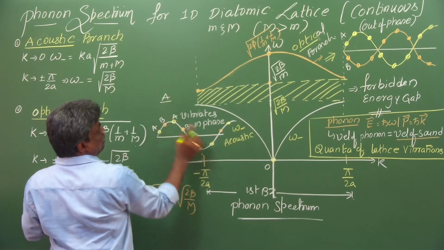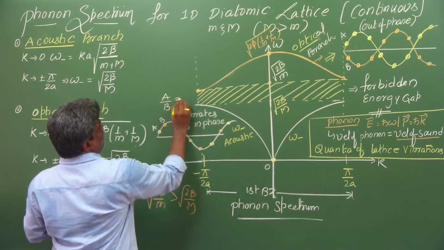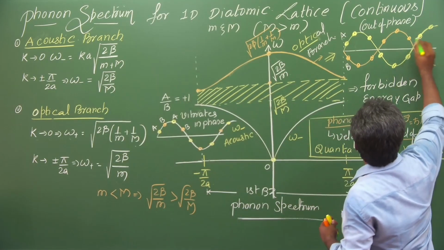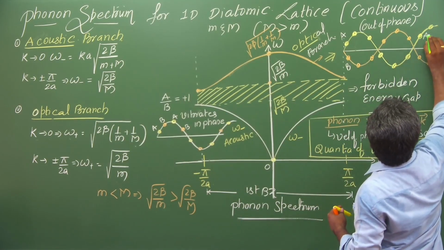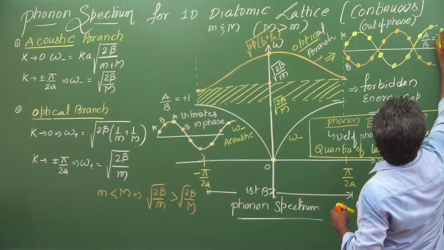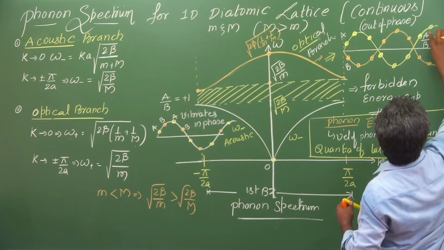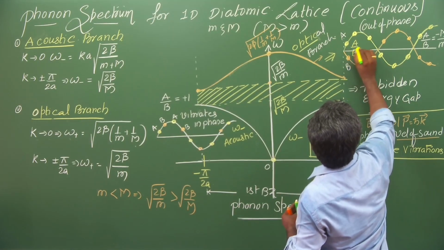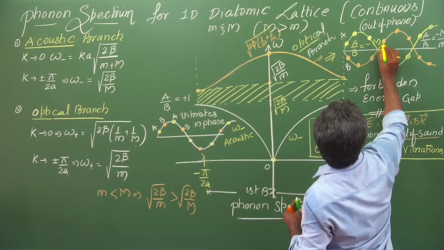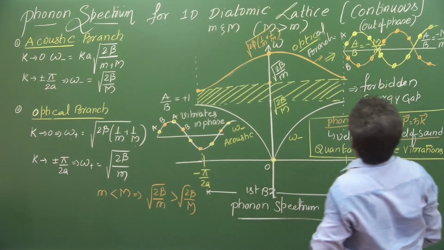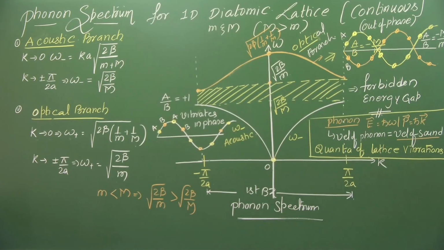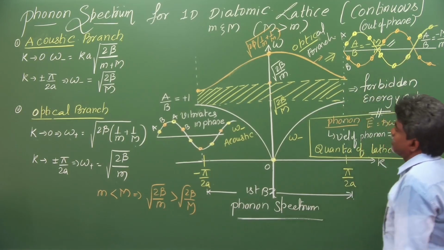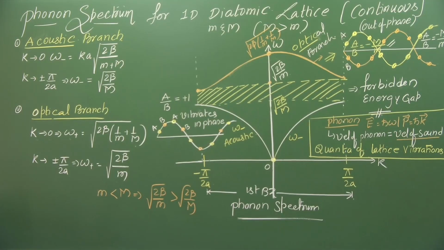If you see the textbook, for the acoustic branch they prove that A by B equals +1, and for the optical branch they prove that A by B equals minus capital M by small m, the reciprocal of the ratio. I am writing here A by B equals minus capital M by small m. That is the reason why they are out of phase. Please write this and draw the diagram properly.